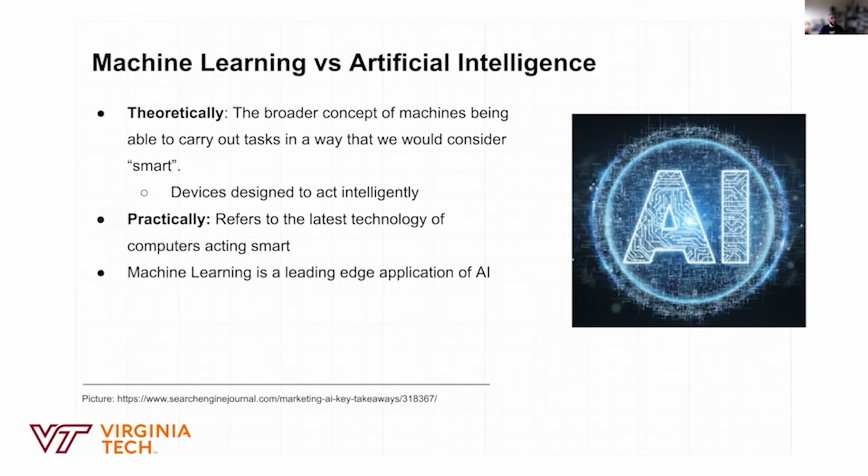Machine learning is at the leading edge applications of artificial intelligence. That's why, if you have probably seen this, AI/ML: artificial intelligence is usually coupled with machine learning because machine learning is a sort of artificial intelligence.